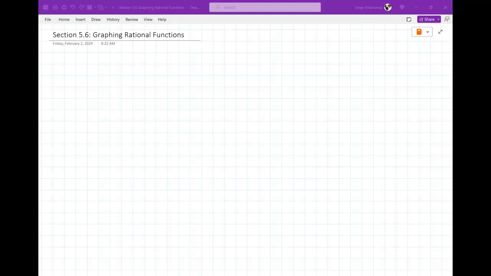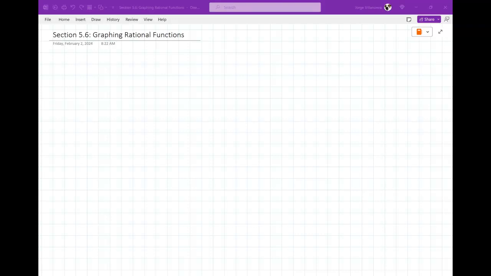Okay, so section 5.6, graphing rational functions. This is the last section in chapter 5, so we already did 5.8, 5.9, 5.10. We're not doing 5.7. Excuse me. And we're going to finish 5.6, and that'll be it. Now, 5.6 has to do with graphing, okay?